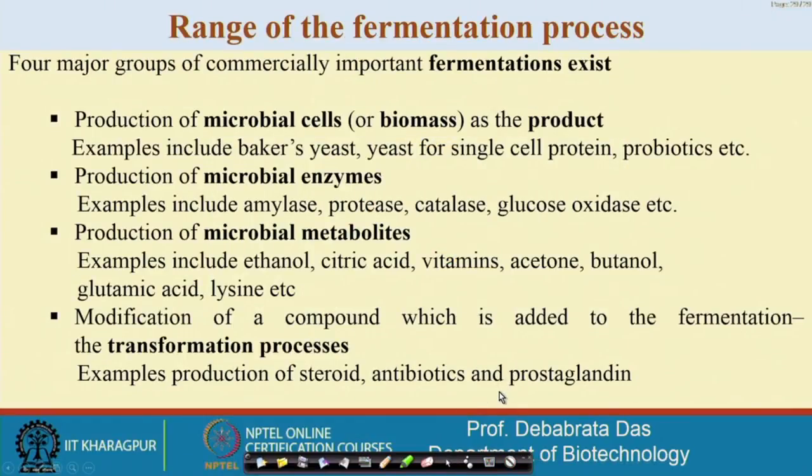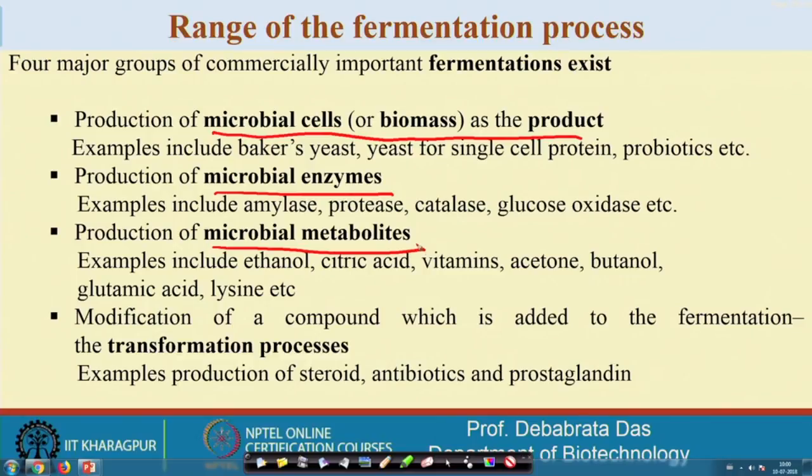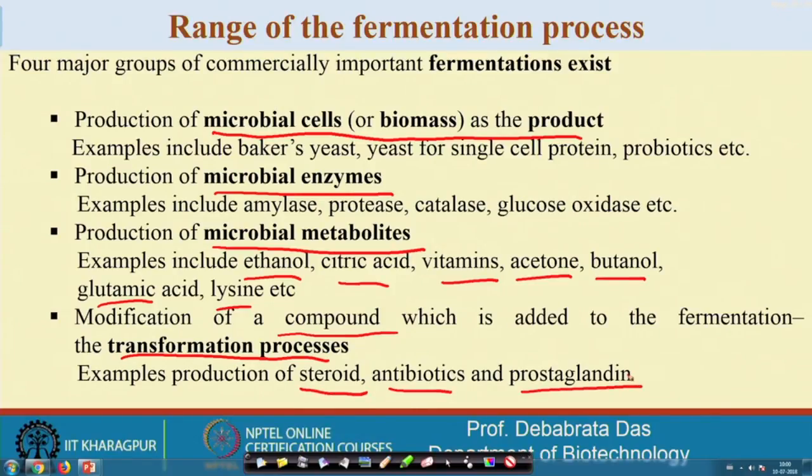Now, as far as the range of biofermentation processes is concerned, there are four different ranges. One is the microbial cells or biomass as a product, then microbial enzymes as a product, then microbial metabolites as a product, as for example ethanol, citric acid, vitamin, acetone, butanol, glutamic acid, and lysine, etc. And modification of compounds in the fermentation process, what we call the transformation process, as for example production of steroids, antibiotics, and prostaglandins.